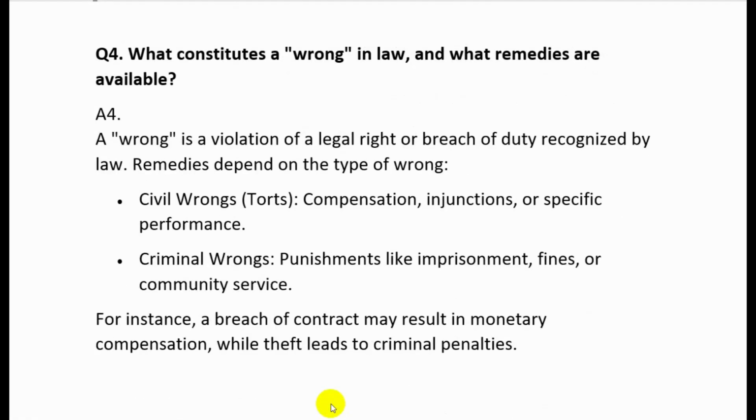What constitutes a wrong in law and what remedies are available? A wrong is a violation of a legal right or a breach of duty recognized by law. Remedies depend on the type of wrong. That is, civil wrong, which includes torts, compensation, injunctions, or specific performance. Criminal wrongs include punishments like imprisonment, fines, or community service. For instance, a breach of contract may result in monetary compensation, while theft leads to criminal penalties.